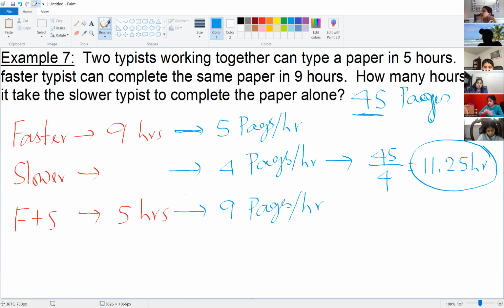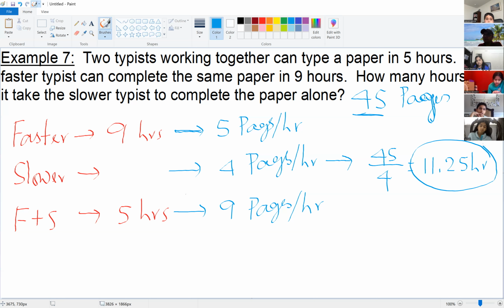When I did this, I used 9. If it was 9, it takes 1 for them, and it takes 4/5 for the other person. No, you multiplied something wrong. Do you understand my method? Together they're doing 9 pages per hour. The faster person is doing 5 pages per hour. That means the slower person is doing 4 pages per hour. Do you understand or no?